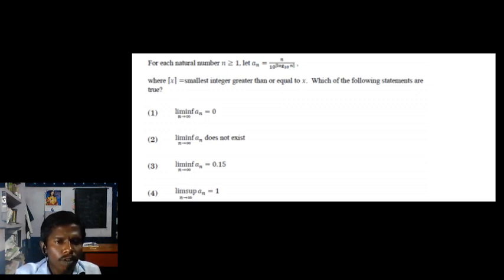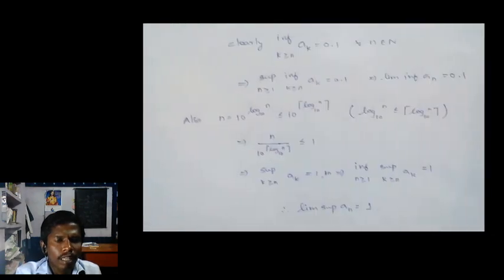Even though we know, we need to prove that limit supremum an is equal to 1 is the right answer. In order to prove this, I am going to consider the boundedness of the sequence an. For that, I am taking the value of n. I just found that n is less than or equal to 10 power ceiling function of log n. From this, we can conclude n by 10 power ceiling function of log n is less than or equal to 1. That is, an is less than or equal to 1.